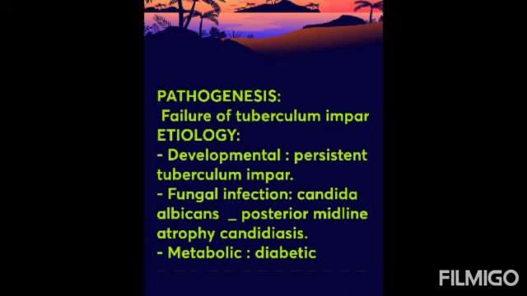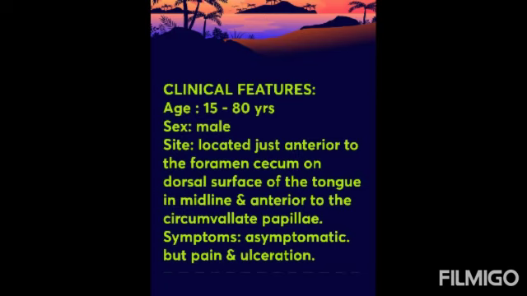And the third etiology is metabolic. Median rhomboid glossitis is more common in diabetic patients than in non-diabetic subjects. The next feature is the clinical features. First, age is almost 15 to 80 years. It affects all age groups.